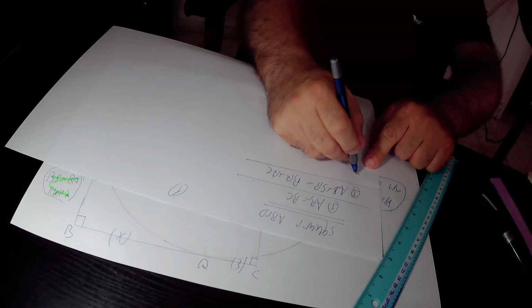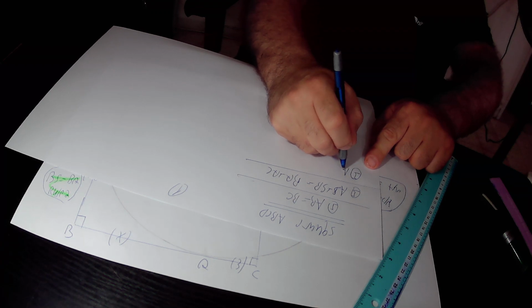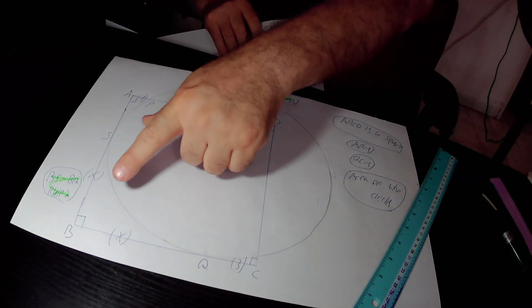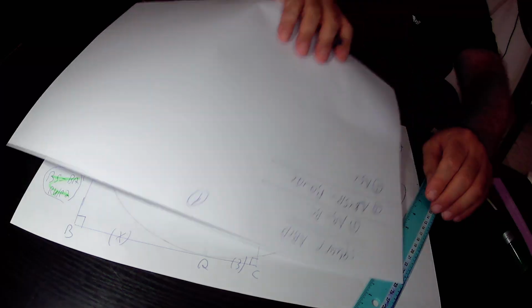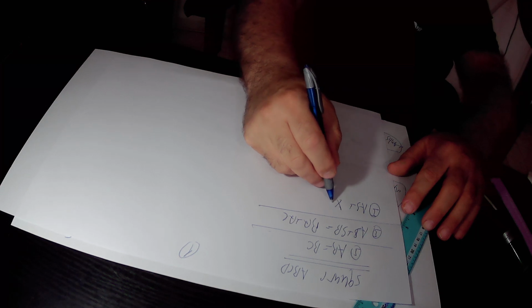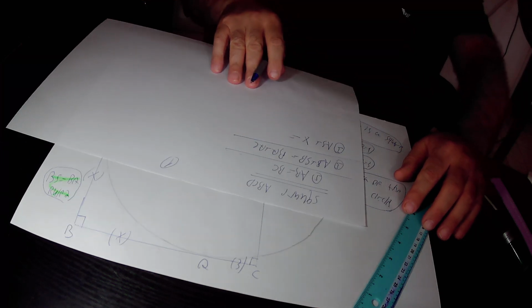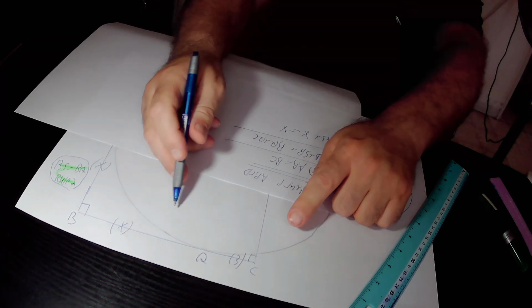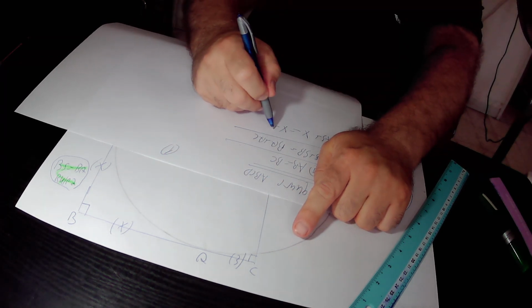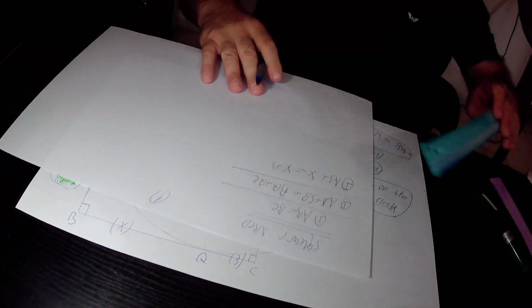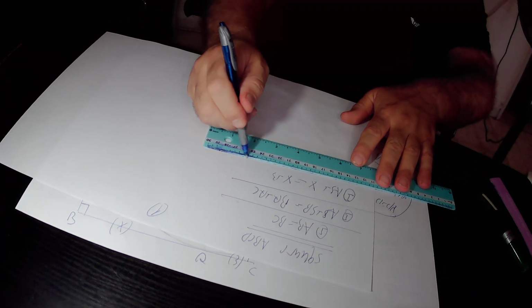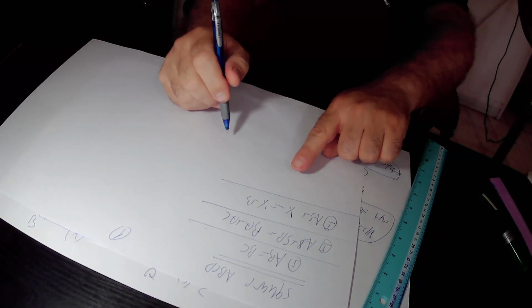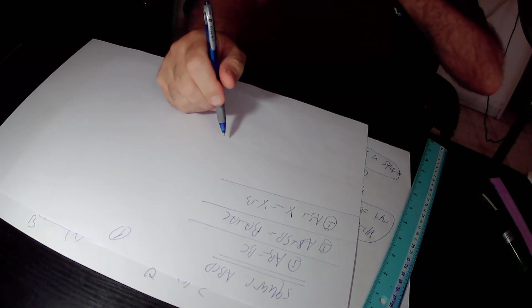AS is the missing side, so we leave it as it is, plus SB. SB is x, and it is equal to BQ. BQ is also x, plus QC. QC is 3. So in total, according to equation 1, AS plus x equals x plus 3.